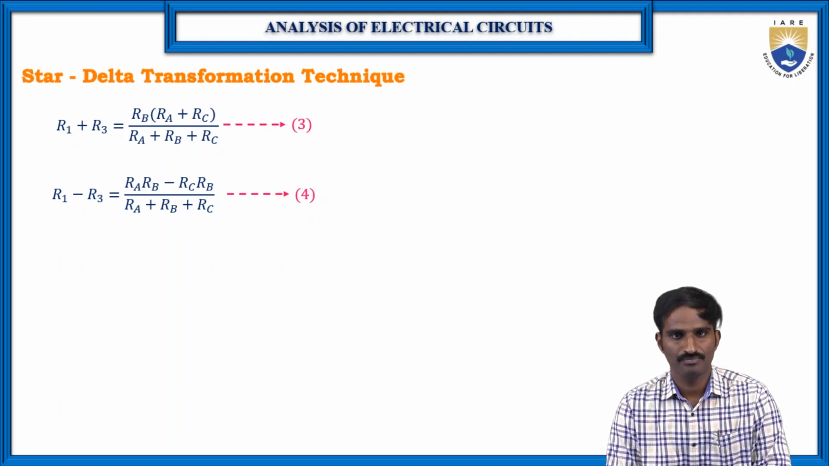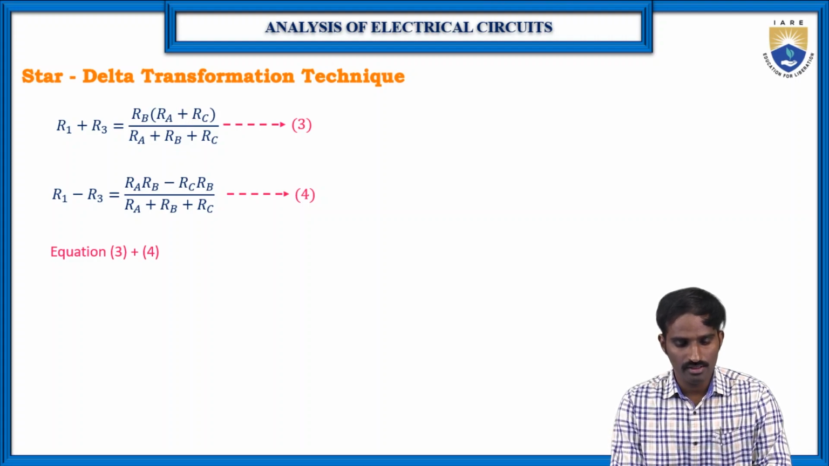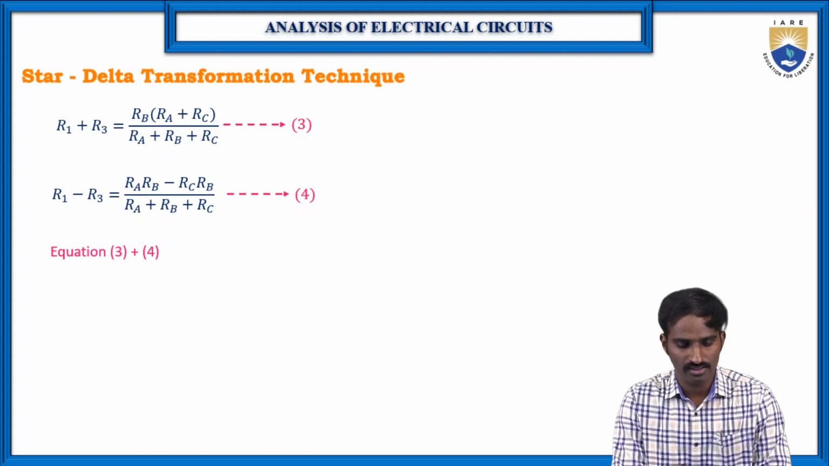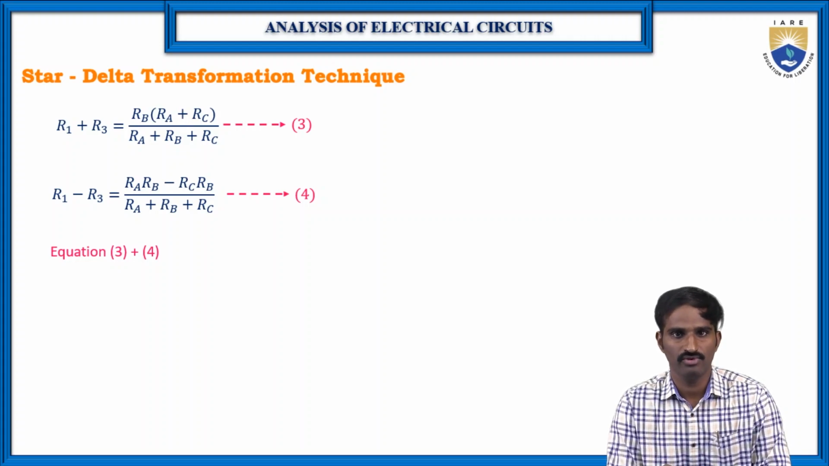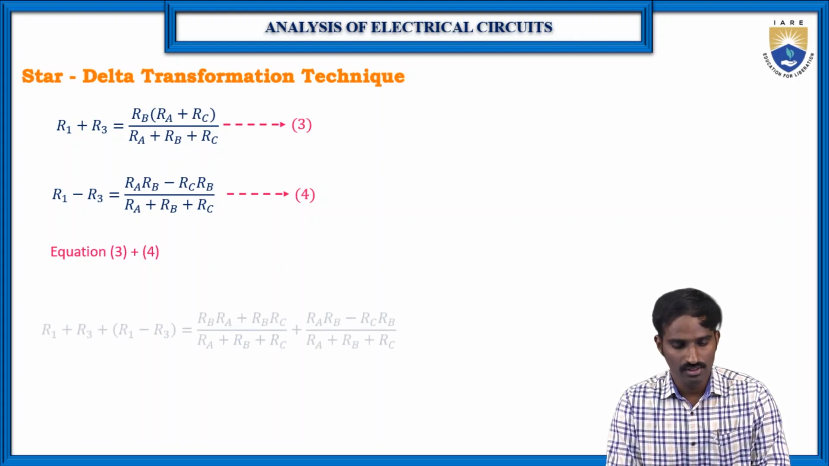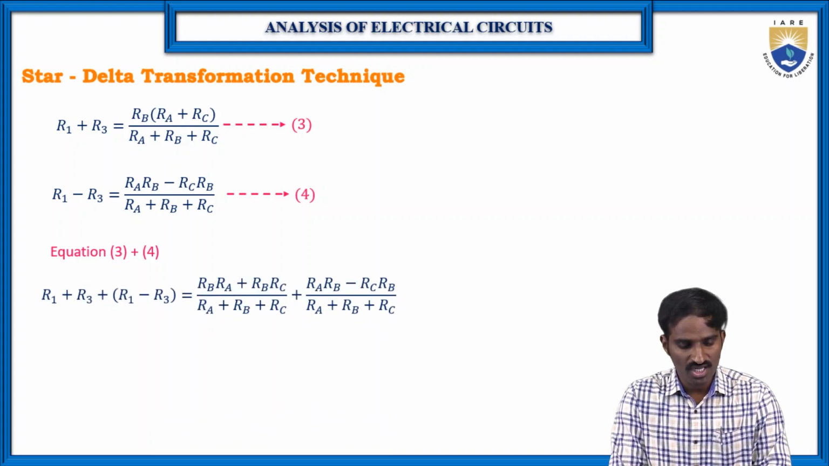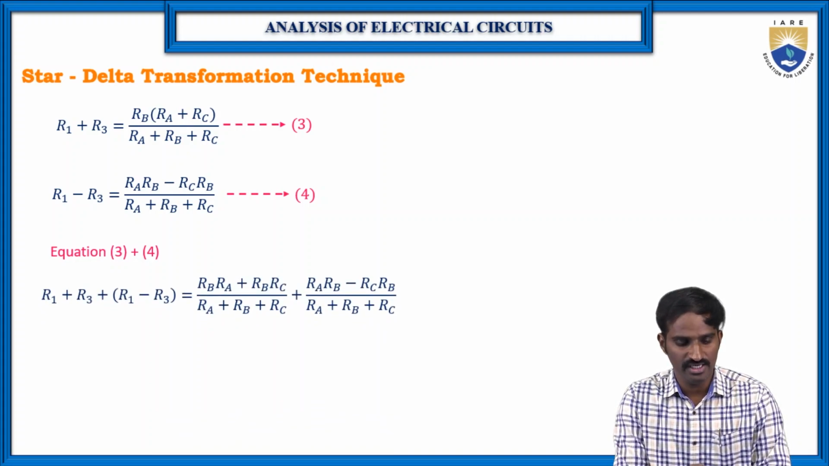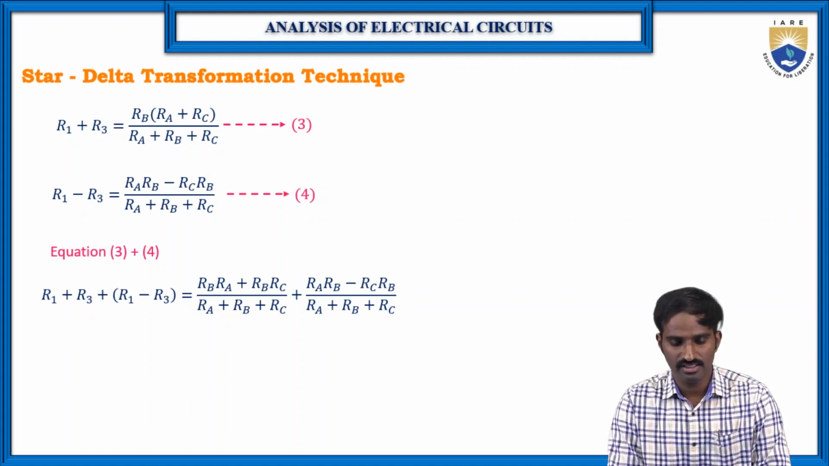Okay, equation number 3 and 4. If you just add 3 and 4, here plus R3 minus R3 gets cancelled, then you will get finally only the value of R1. So then here R1 plus R3 on the left hand side, and here R1 minus R3 plus R1 minus R3 on the right hand side terms E.